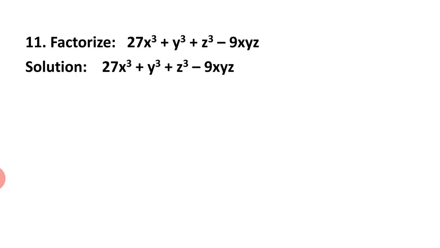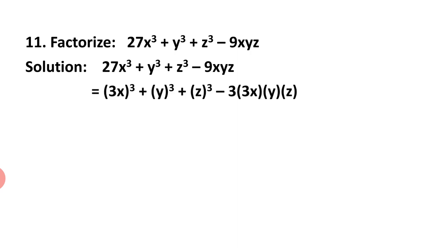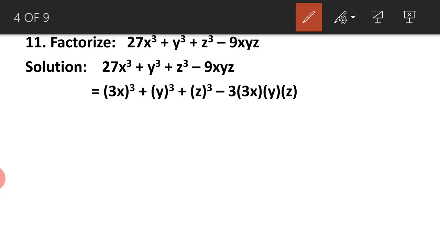So the next question is again factorize. Now here 27x cube plus y cube plus z cube minus 9xyz. Now this is again another identity, and that is the eighth identity. So let us see how we can write it. Now we can write the first term as 3x cube plus y cube plus z cube minus this last term. Is it similar to 3xyz?